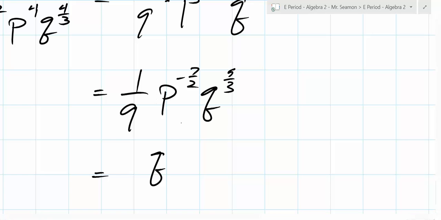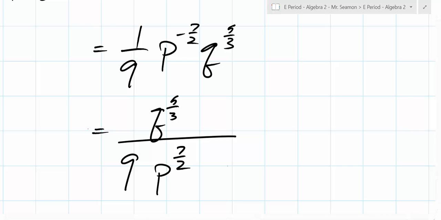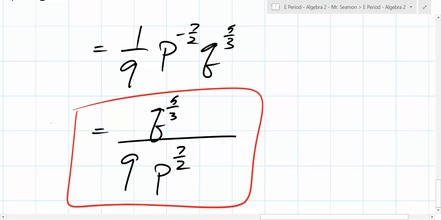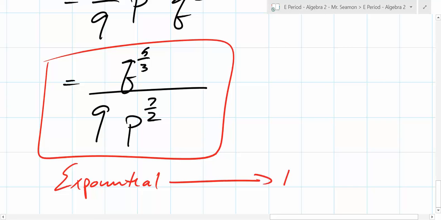So it's q to the what power? 5/3 all over what? 9. That's close. I gotta write my 9s like 9s and not q's, right? 9 times what? P to the? So I could ask you, Aubrey, like you asked before, is this exponential or radical form? Exponential. I could ask you to put it into radical form.